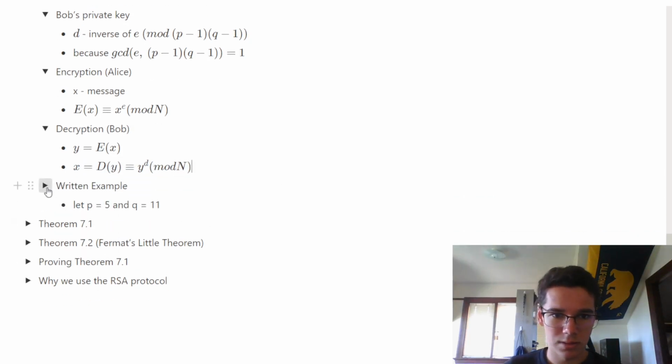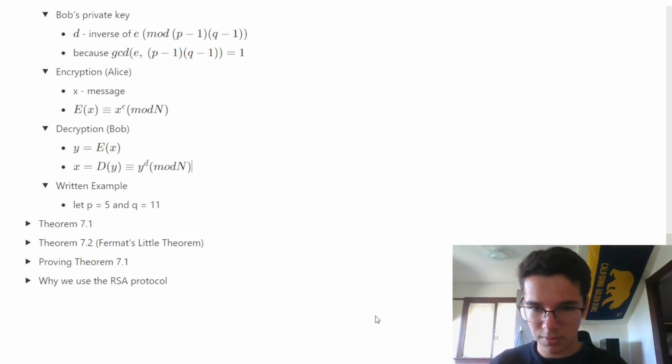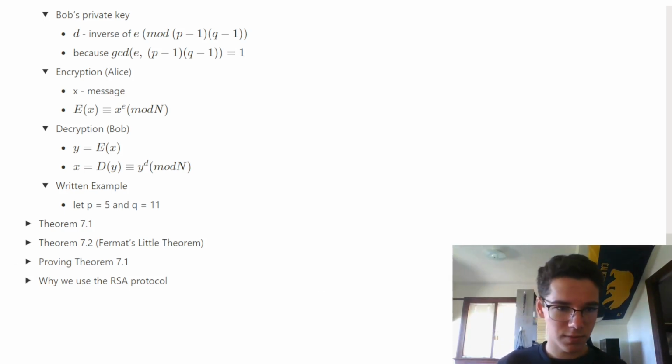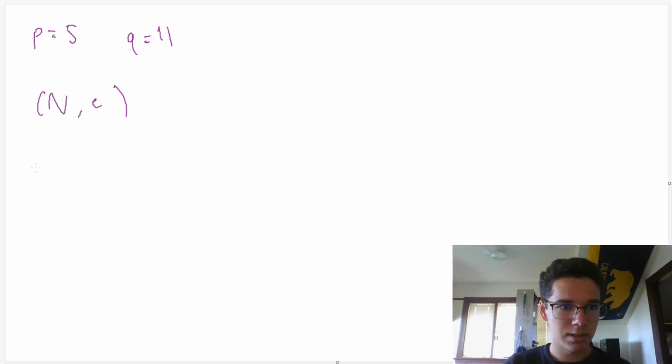Okay, so yeah, maybe we can do a written example really quick. I'm going to switch over to Paint, so let me draw it up really quick. Okay, so just kind of following the order of things, P is equal to 5 and Q is equal to 11. The first thing that we are going to want to do is figure out Bob's public key, and if you remember what that looks like, it contains the value capital N and the value lowercase e. Capital N is equal to the product of P and Q, which is equal to 55.